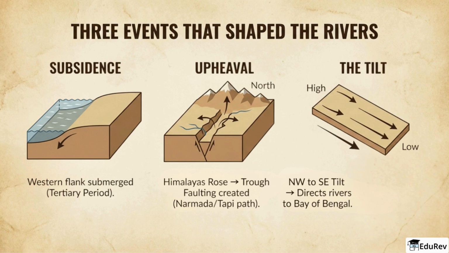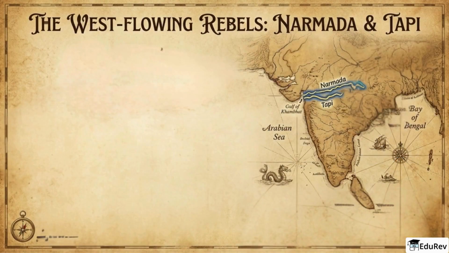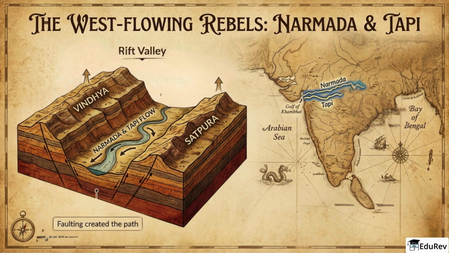the Bay of Bengal. This is the high-yield idea most aspirants miss. If you do not understand the tilt, you cannot explain why so many peninsular rivers flow east. Now come the west-flowing rebels, Narmada and Tapi. These rivers do not follow the usual eastward pattern because faulting created the path for them. They flow through a rift valley, more specifically a graben, lying between the Vindhya range in the north and the Satpura range in the south.